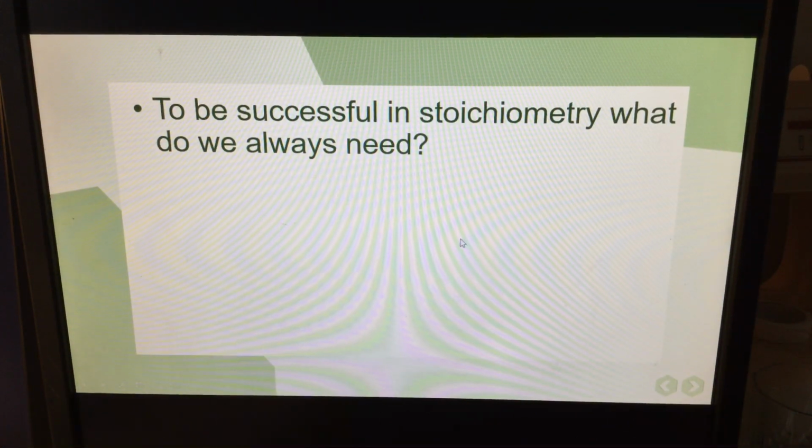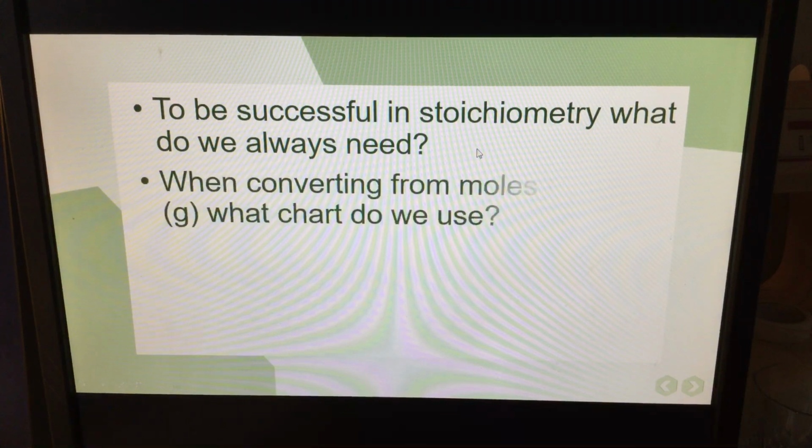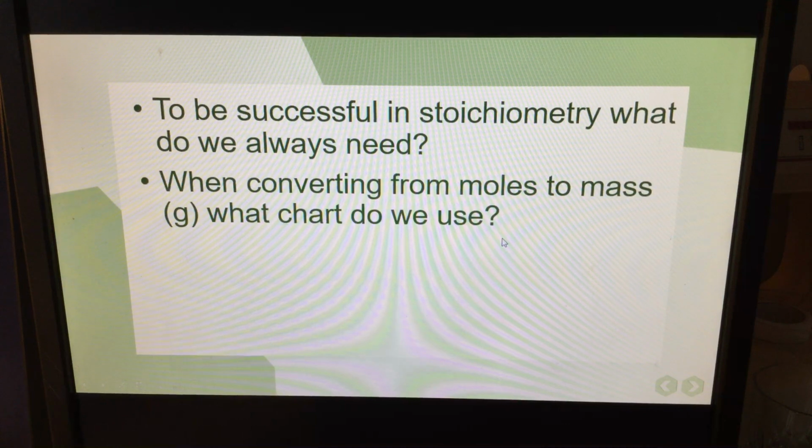So what I want you to focus on is this. To be successful in stoichiometry, what do we always need? All right, so that's your first question, right? And we always need a conversion factor. And if you're converting from moles to mass, whenever you see mass, what chart do you use? Well, you're going to use the periodic table. So there's your question and answer for your quiz question for watching the video. So if you have any questions, by all means, please let me know. This is a little tricky, but we'll get used to it.